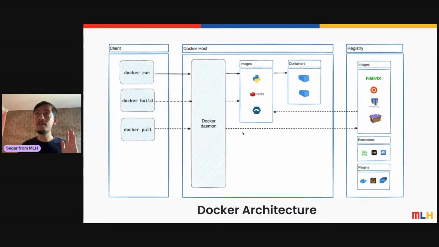So on the left-hand side, we have the client. That's where we execute the Docker commands, right? In our case, both the Docker host, which is the server, you can think of it as a client and server architecture. So the Docker host is going to be managed by the Docker engine itself.